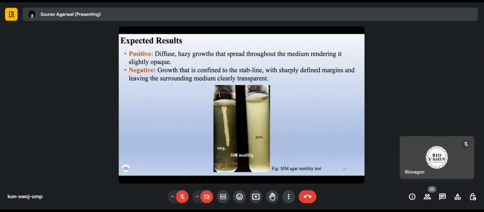We can say our organism is motile if it moves throughout the test tube, throughout the media, making it opaque. Our organisms don't confine themselves to the stab area. They move throughout the media, making the media a little opaque, as you can see on the right side. Okay, our organisms are non-motile if they are confined to the stab line. Okay, this is motility.